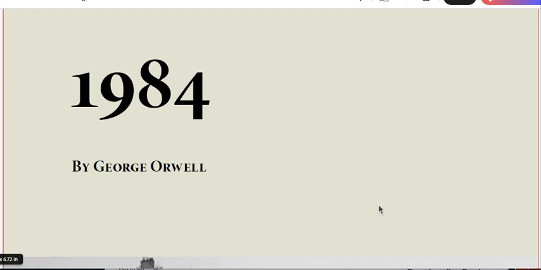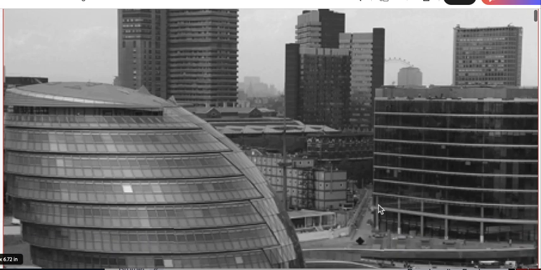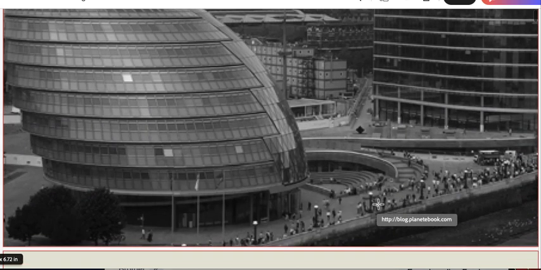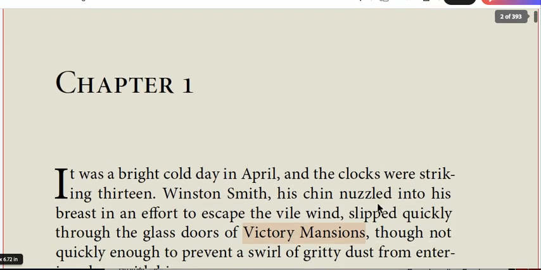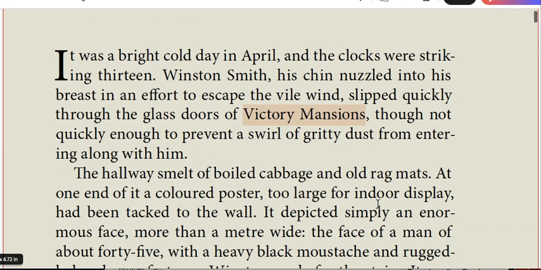So, we shall be talking about the introductory chapter of this novel. Let us proceed and see what things we can discuss here. 1984 by George Orwell, then Part 1, and after that, the next page will begin with Chapter 1. Let's talk about different aspects of this chapter.